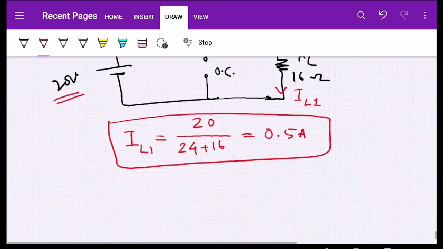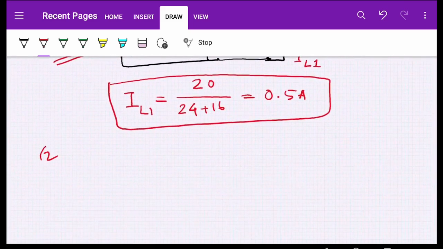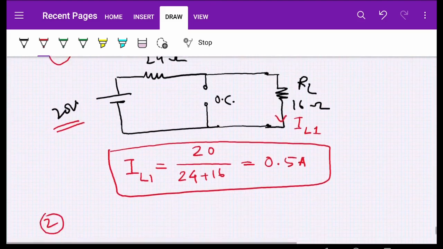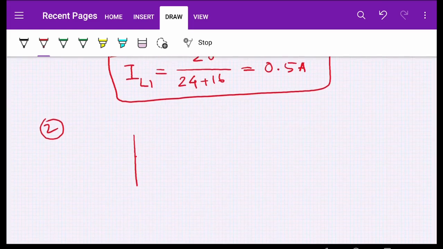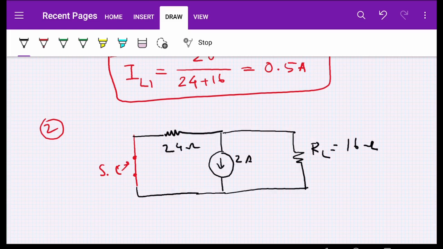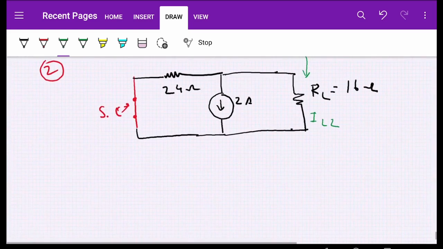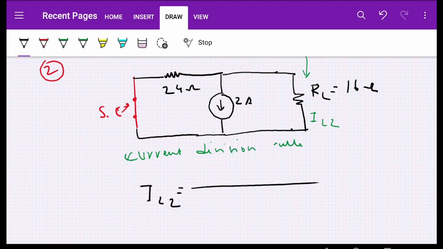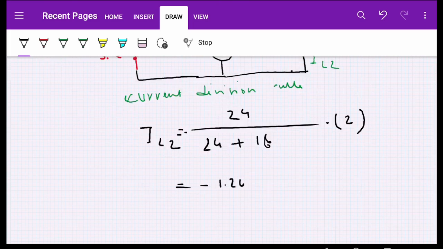Now let's see what the load current IL is due to the current source. So nullify the voltage source, and to nullify the voltage source we have to short circuit it. This is the 24 ohm, and let us now consider the current source and the 16 ohm. Now let's assume the direction of current. Suppose this is IL2. Apply the current division rule. I hope you remember. The current division rule gives 24 ohm over 24 ohm plus 16 ohm, into the total current 2 ampere. So this will be minus 1.2 ampere.